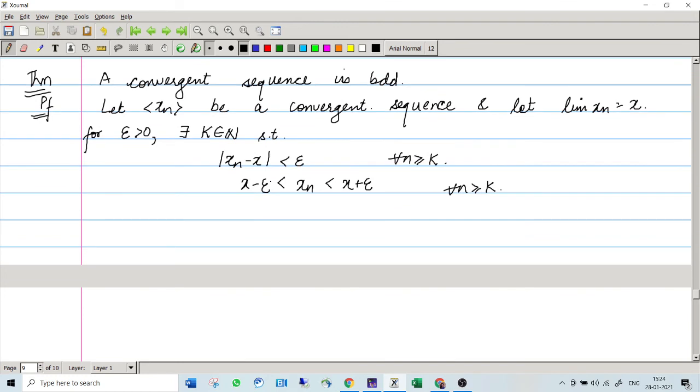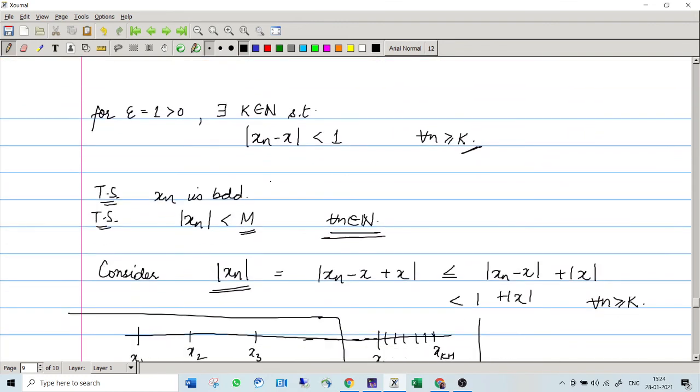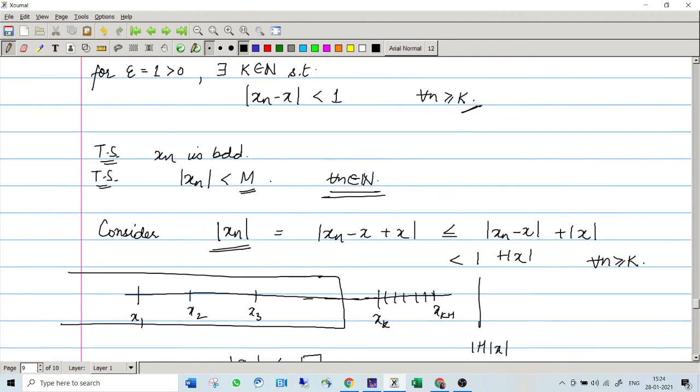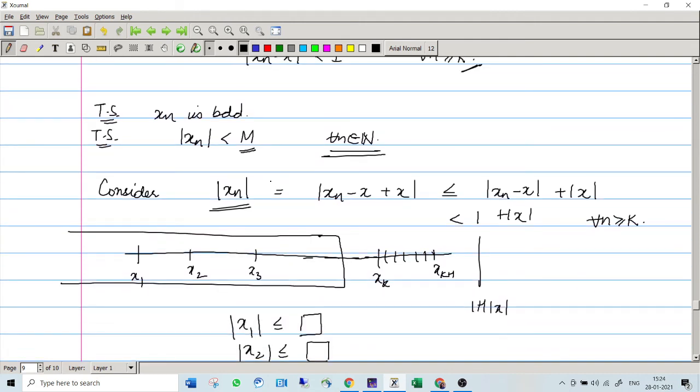So if it is true for every positive number, let us take it to be true for the positive number 1. That is epsilon equal to 1 के लिए we have that there would exist a number k such that mod of xn minus x will be less than 1. यानी अब देखो, we wanted that a sequence to be bounded, means we were looking for a number m such that mod of xn would be less than or equal to that m, and this should be true for every n in N, right?